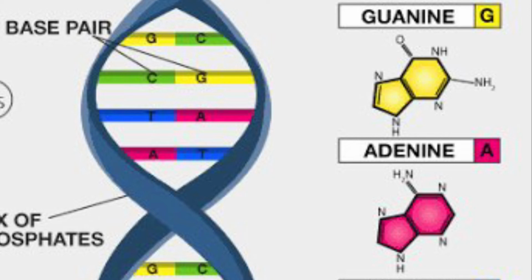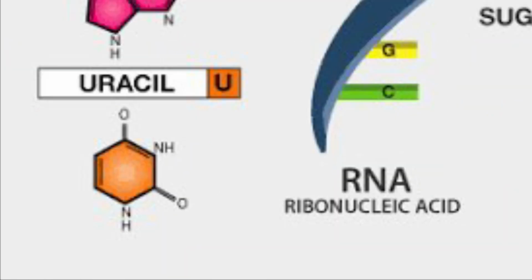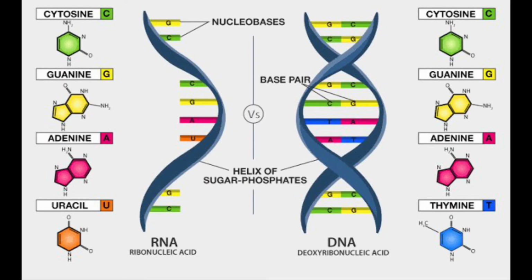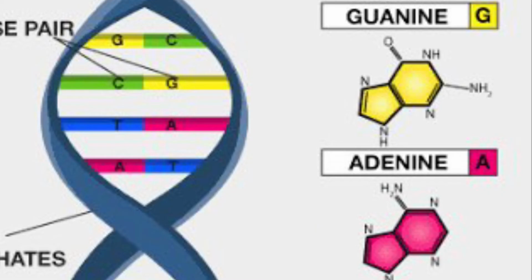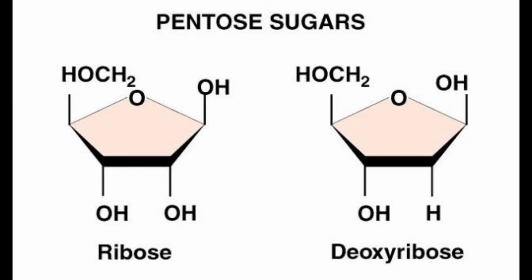Two of the bases, adenine and guanine, are related to the chemical purine and are referred to as purines. The other 3 bases, thymine, cytosine, and uracil, are related to the chemical pyrimidine and are referred to as pyrimidines. Purine has 2 rings in its structure. Pyrimidine has 1 ring.